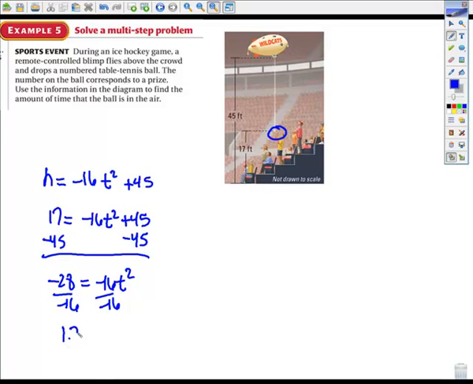And I get 1 3/4 positive. And now I square root that. And that gives me approximately 1 32/100 seconds that it's going to be in the air before it's caught. Yes, technically it's positive and negative, but you cannot have a negative time.